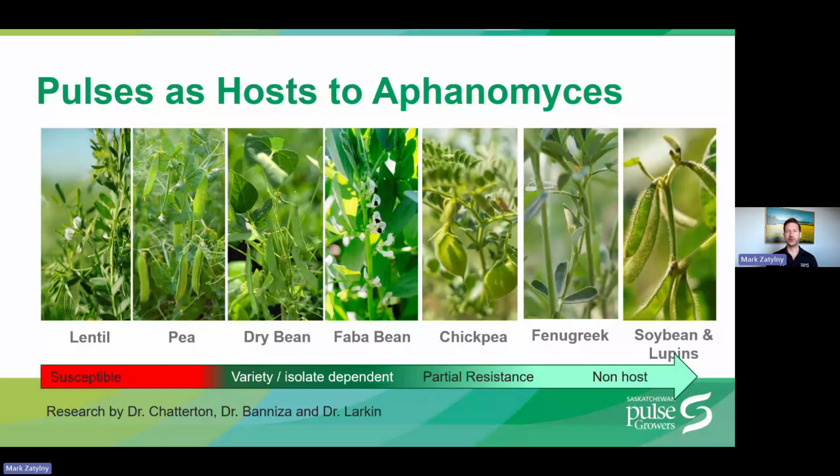Chickpeas are typically grown in the drier areas of the province, but they are showing partial resistance. While Aphanomyces can be detected in the roots, it doesn't seem to really impact the plant and cause any reduction in yield. Fenugreek, we suspect, is a non-host crop, along with soybeans and lupins.